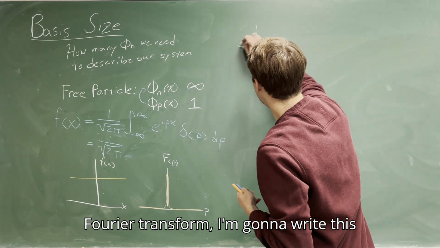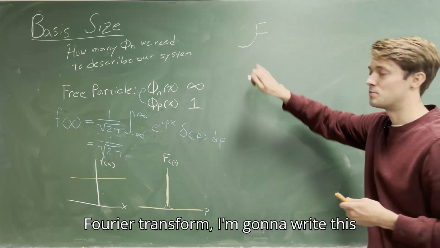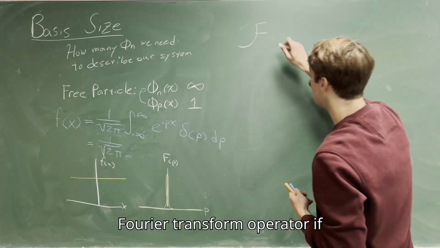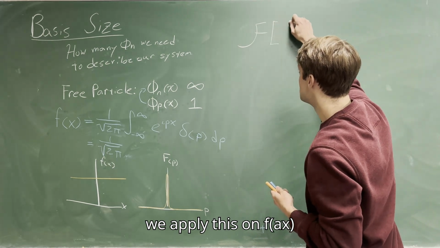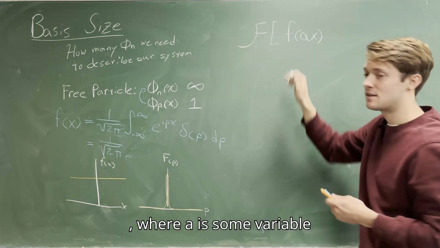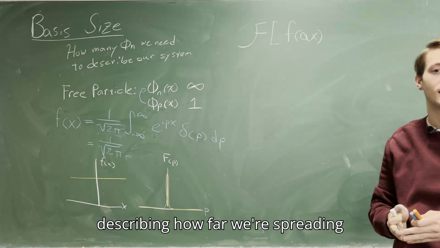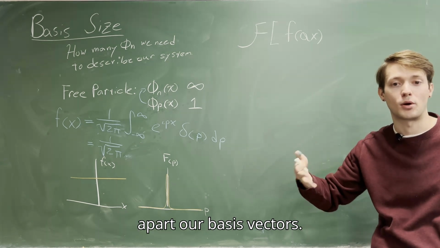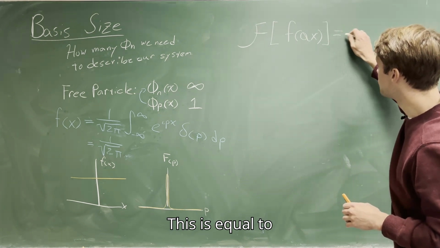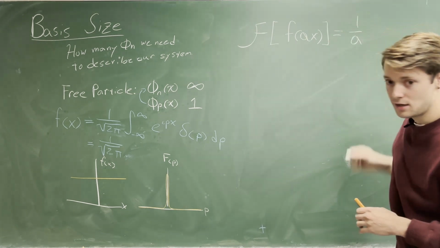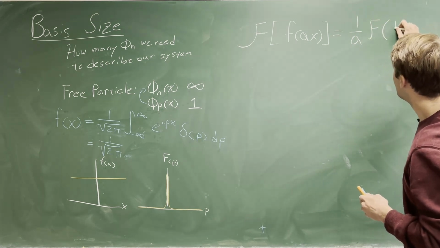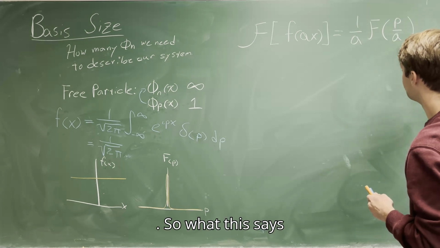If we take the Fourier transform, I'm going to write this big aggressive F right here. This is our Fourier transform operator. If we apply this on f of ax, where a is some variable describing how far we're spreading apart our basis vectors, this is equal to 1 over a times f of p over a.